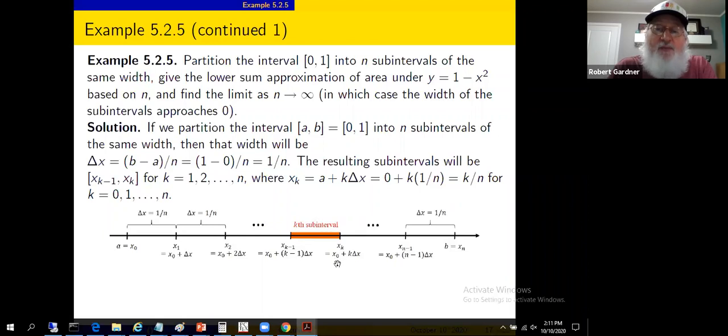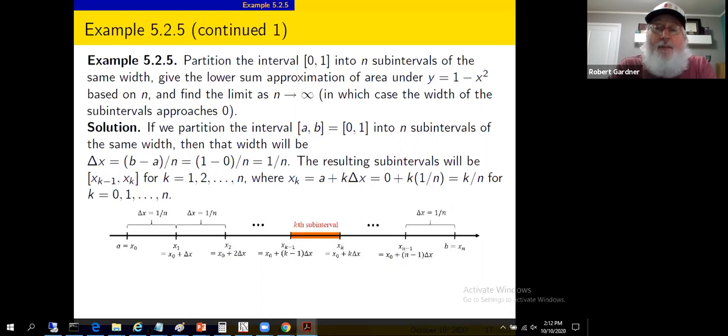So x sub k must be where you started, x sub 0, or a, plus the number of steps of equal size you took to get there. x sub k is given by x sub 0 plus k times delta x. Well, x sub 0 and a are the same. If you like, it's a plus k times delta x. Here, we started at 0. So we get 0 plus k times, here, delta x is 1 over n. 0 plus k times 1 over n simplifies to k over n. That's what x sub k is.